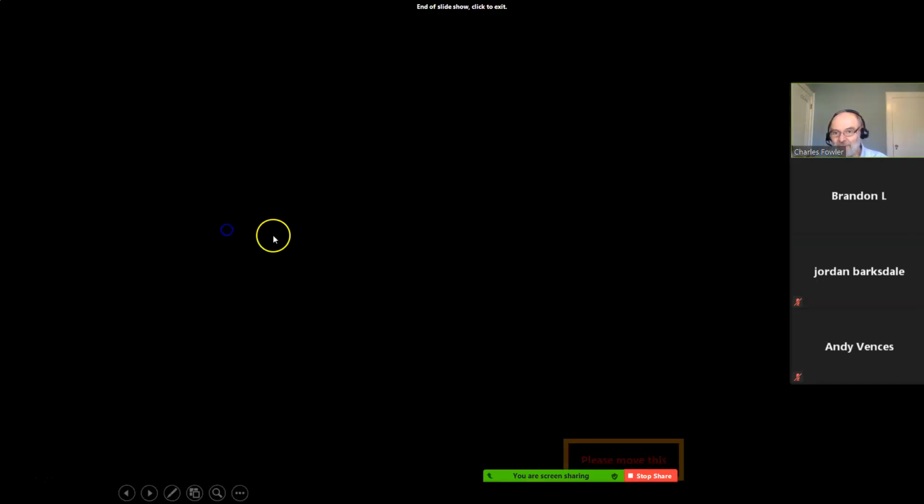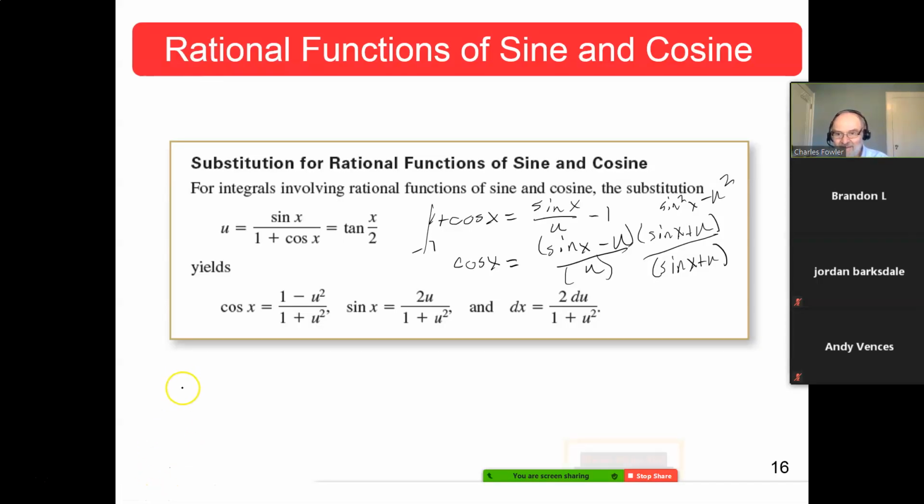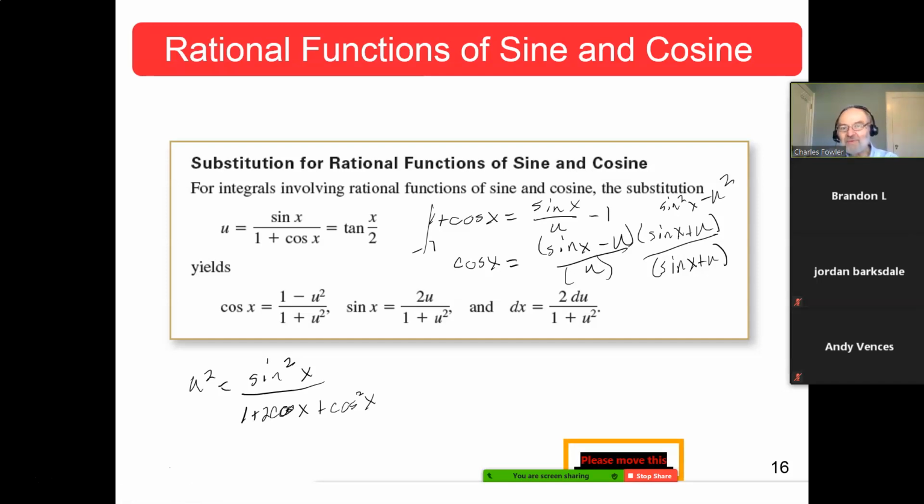Here's what I would do. Square both sides. And you get u squared is equal to sine squared x over 1 plus 2 cosine x plus cosine squared x. Okay, and I would monkey around with that for a while, but it's just not worth our time to do. There's the formulas. They say that's the substitution to use them.